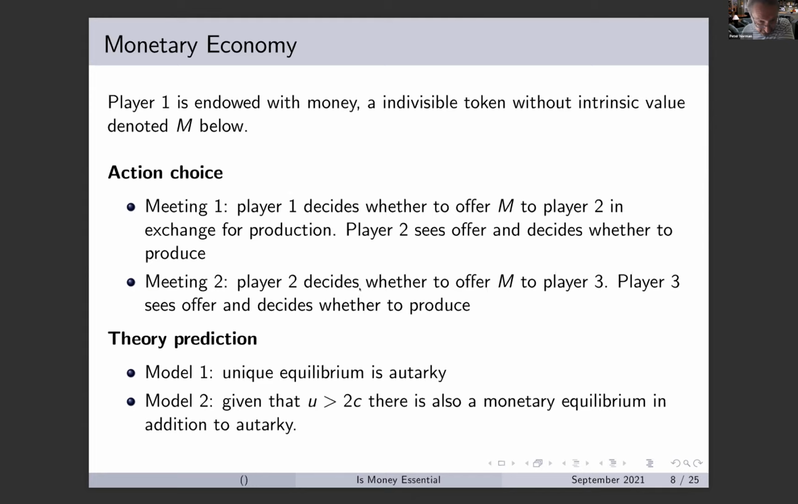Now in model one, when you're player two or three, three will always reject. So by backward induction, we have a unique equilibrium with autarky. In model two, given that U is at least twice the cost of production, there's also a monetary equilibrium where everyone accepts money and money is always offered.